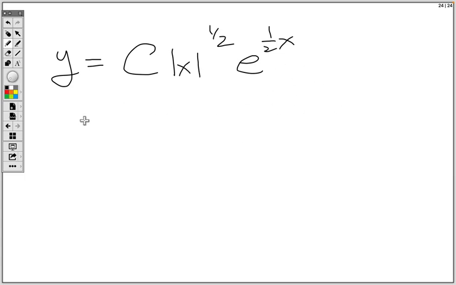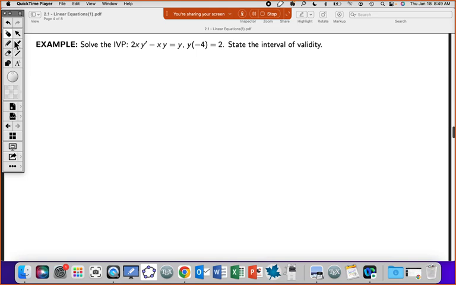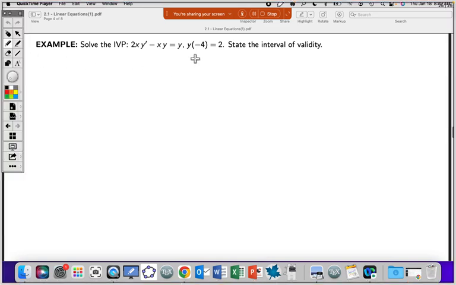And once again, this is going to be valid. So one of these answers will be good for x bigger than 0, and the other one will be good for x less than 0. The question is, do we need to pick one of them? And the answer is yes, because if I go back to the original problem, it wasn't just a differential equation I was looking at. I had this initial condition.